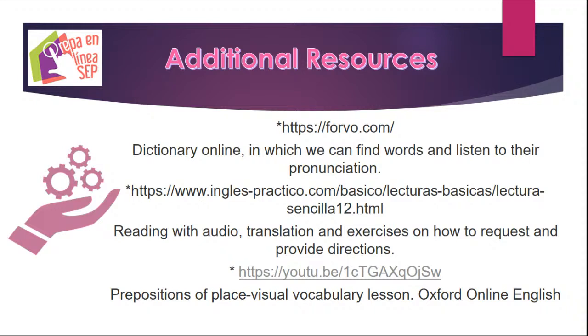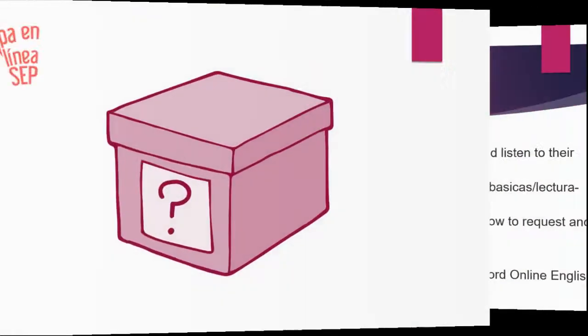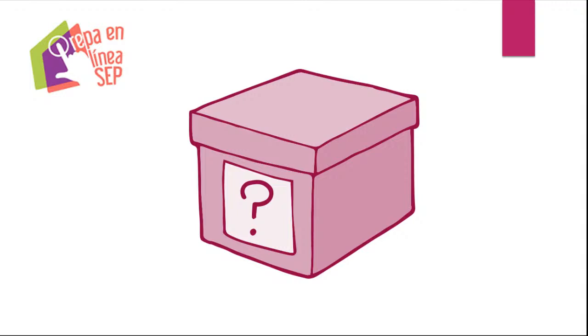I also recommend englishpractical.com. There are readings, recordings, translations, and exercises on how to request and provide directions. So it will be very helpful for the second integrative activity of this second week. And I also recommend prepositions of place. It's a visual vocabulary lesson on YouTube. It's very short, from Oxford Online English, and this will be helpful for you too for this second week.